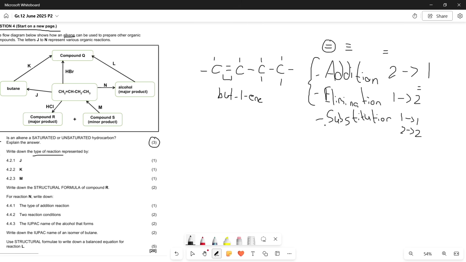And then substitution, we can just deal with that by itself, considering that is just a 1 to 1. It means we are just swapping something for something else, meaning that we are going to remove, say now this H here, and just put a Cl in its place. But we haven't changed the main chain by any stretch. We haven't removed any double bonds or created any double bonds in doing that, which means it goes from 1 to 1 or 2 to 2, and there aren't any bonds breaking on the main chain like addition and elimination.